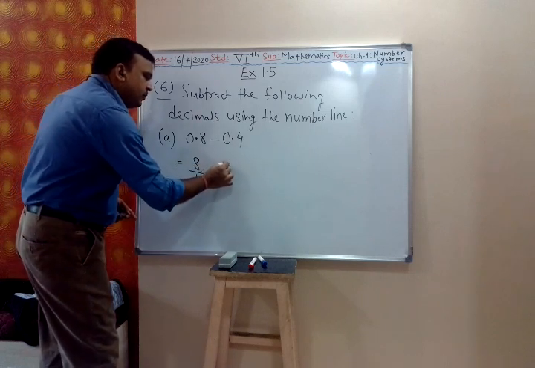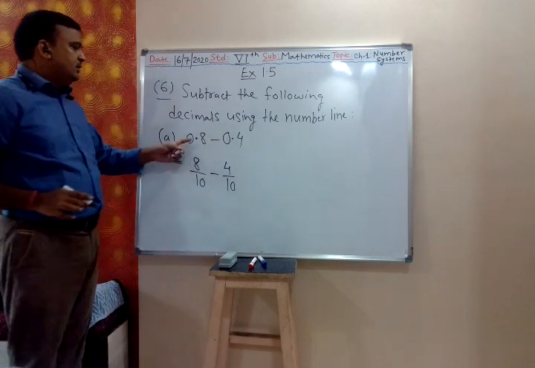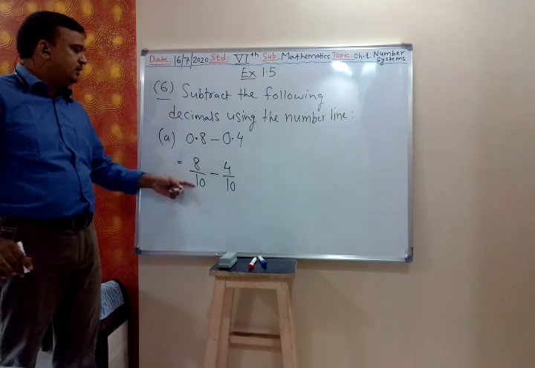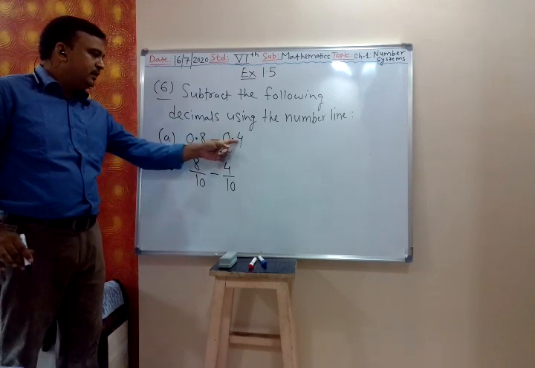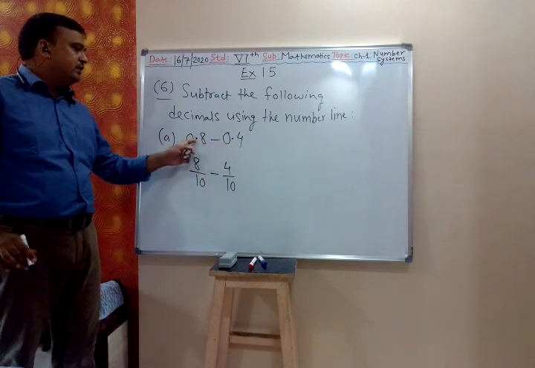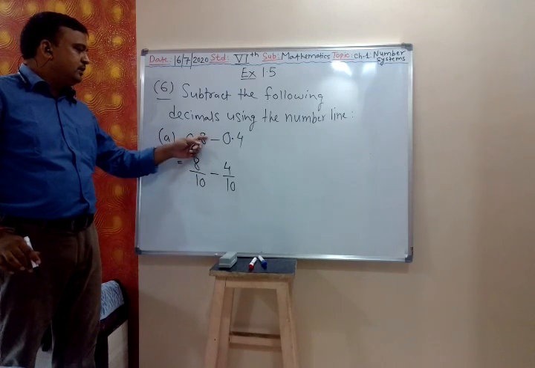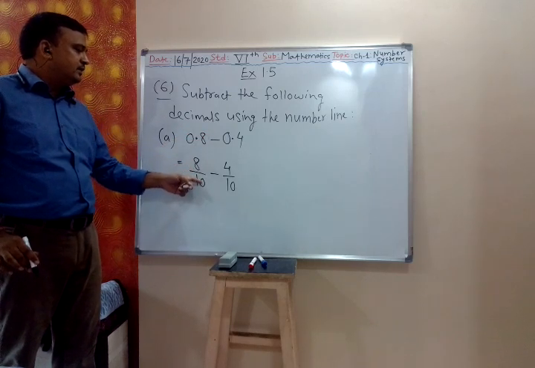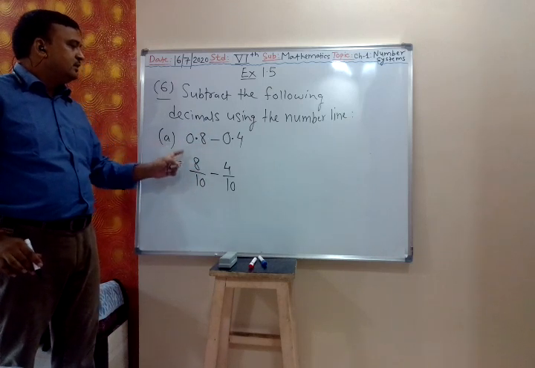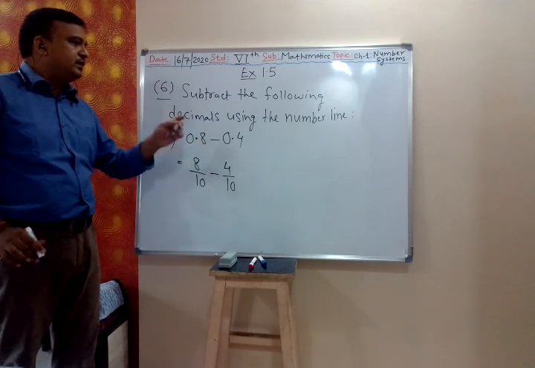0.4 I can write as 4 upon 10, because after the decimal there is one digit. So when we remove the decimal, the denominator will be 10. After the decimal, 2 digits, the denominator will be 100. After the decimal, 3 digits, it will be 1000. Here there is 1 digit, so we write 8 upon 10 minus 4 upon 10.